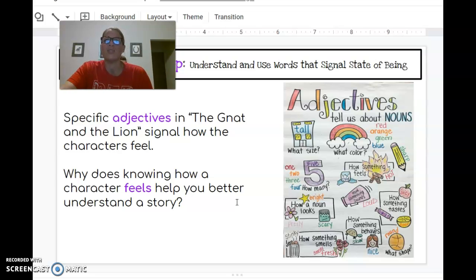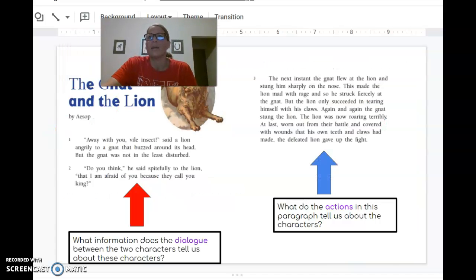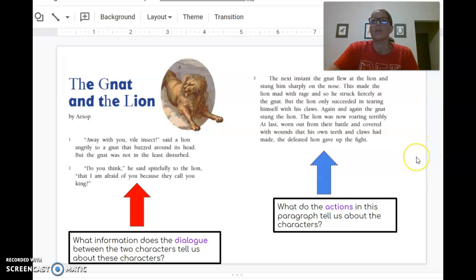So using adjectives to describe our characters more than just on the outside. I don't need to know a lion is furry and he's big and he's ferocious. However, those are great adjectives. We're going to be talking about their character traits. So looking back at a couple parts of our story that really help us to recognize these characters' actions and dialogue are the first three paragraphs of our story.